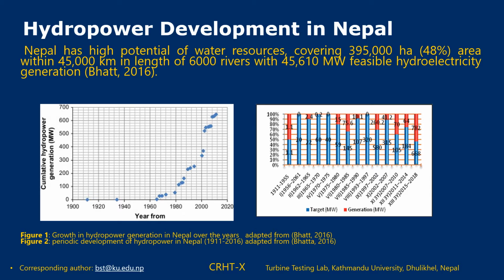And if we see graph 2, we can see the graph between target versus obtained generation of hydroelectricity power generation in Nepal. And from the graph it is very promising to see that Nepal is investing so much in hydropower generation. And if we see the latest data, Nepal is currently producing more than 1200 megawatt of hydroelectricity every year. So it's a very good development in Nepal in terms of hydropower.